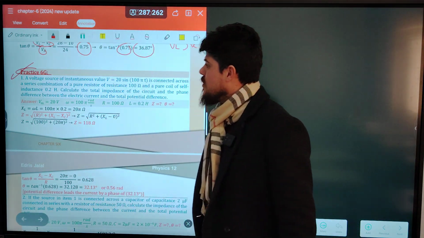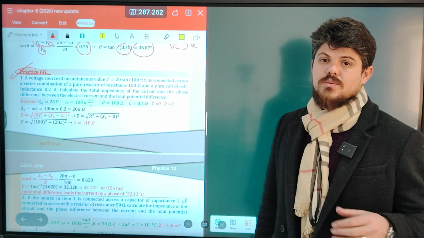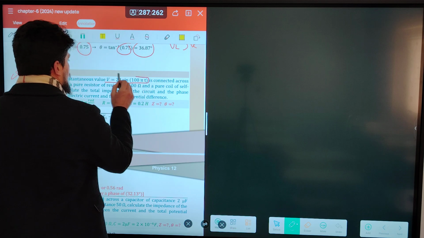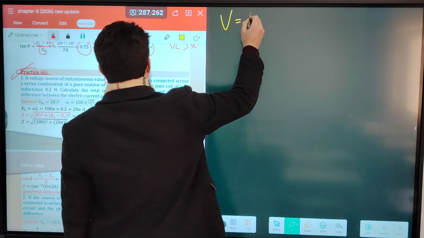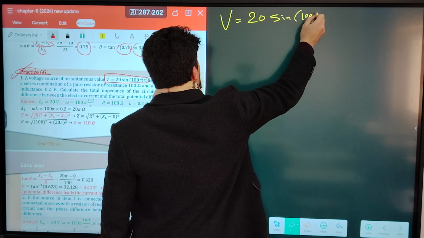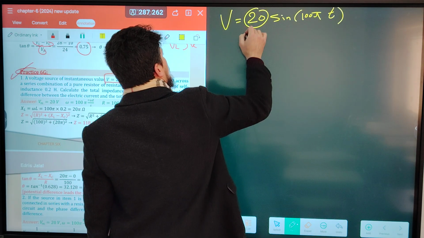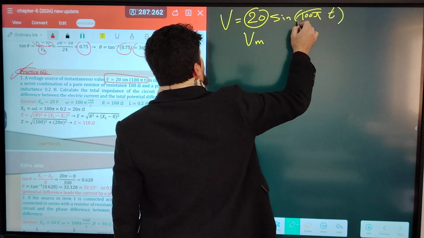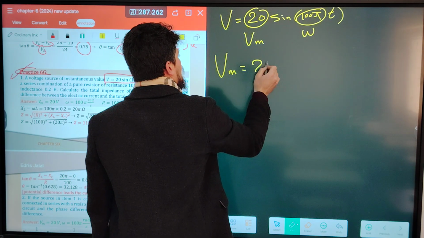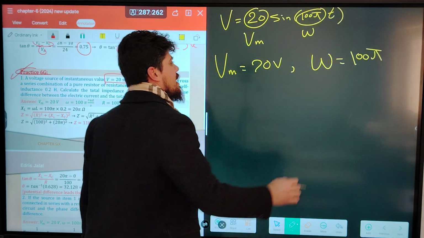Look at this question. A voltage source of instantaneous value. The instantaneous value is given, which means the equation is given, okay? If the equation is given, guys, be careful. You have to write down the equation. V is equal to 20 sine 100 pi t. Okay? The number before sine is what? Vm. The number before time is what? Omega. Do we have Vm? Yes. Vm is equal to what? 20 volt. Do we have omega? Yes. 100 pi. Rad per second.